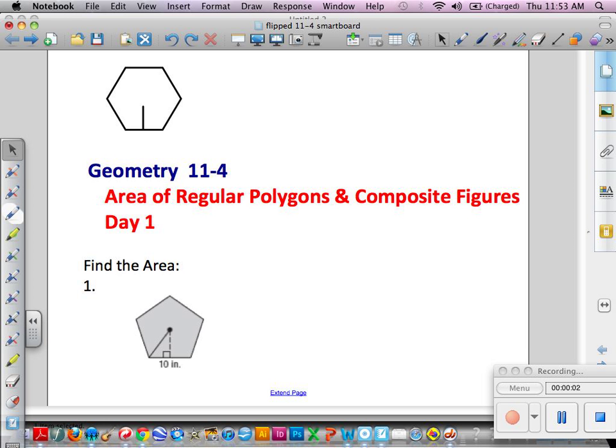Hello, geometry students. We're continuing chapter 11, which is on area of polygons. And so in this lesson, we're going to talk about regular polygons. In class, we had taken different polygons. I have a hexagon up here right now.